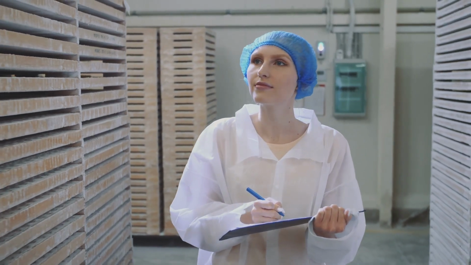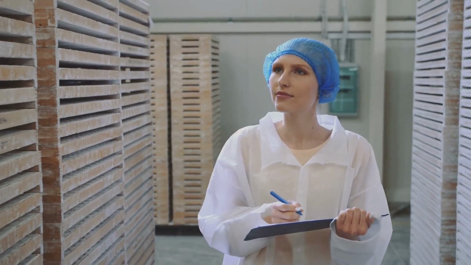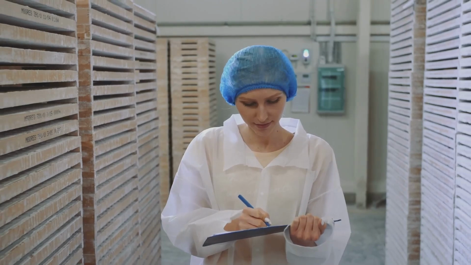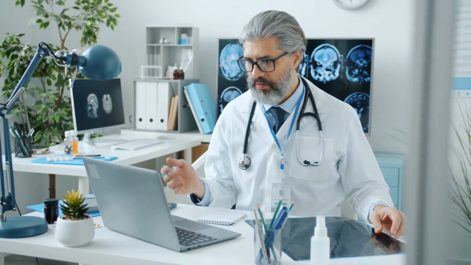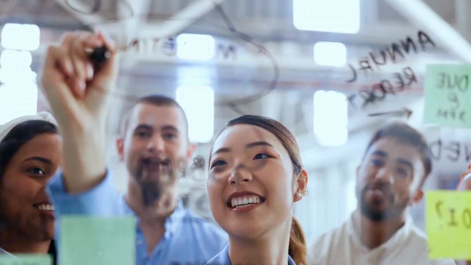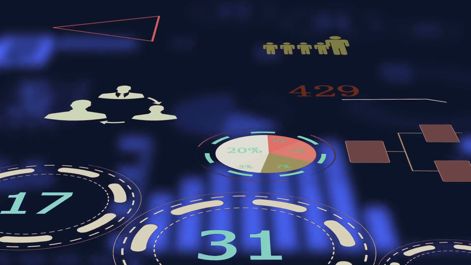For manufacturing, some examples are defect rates, cycle times, throughput, and product dimensions. For healthcare, patient wait times, medication errors. For sales and services industries, customer satisfaction scores and call handling times.